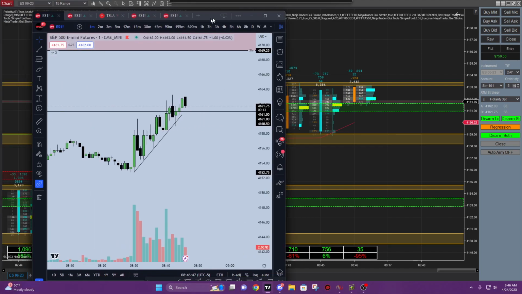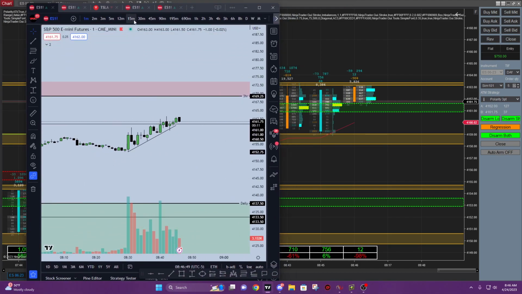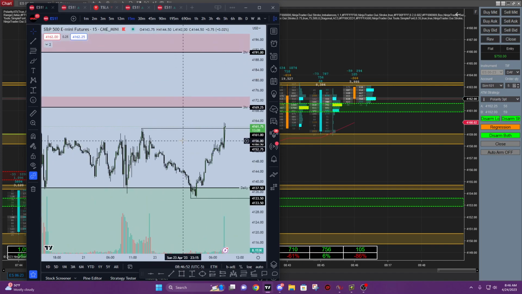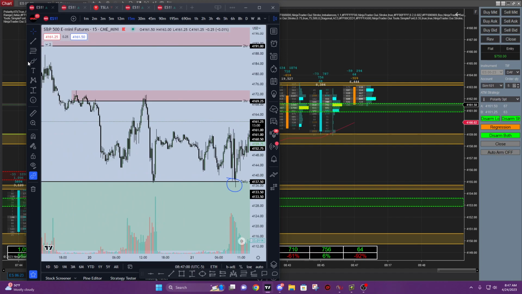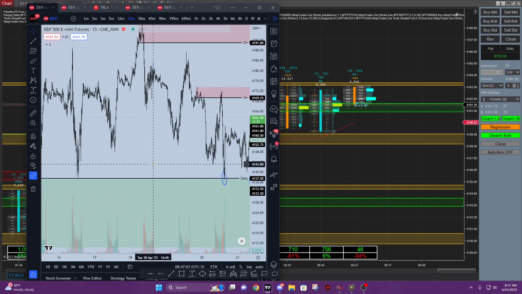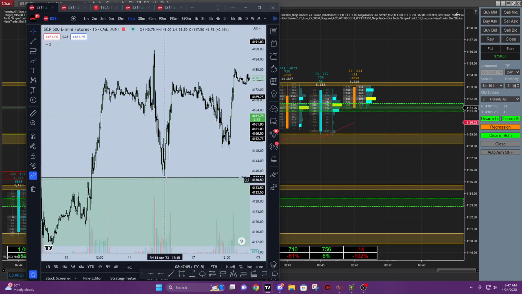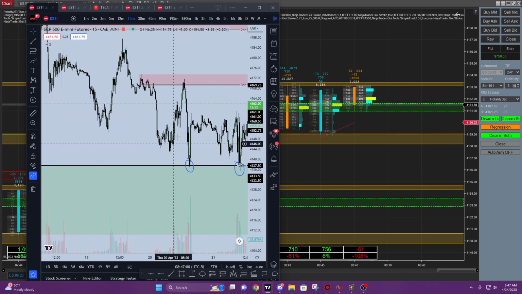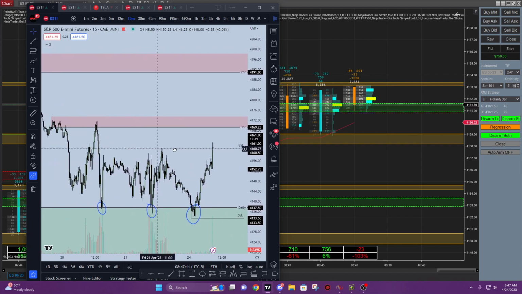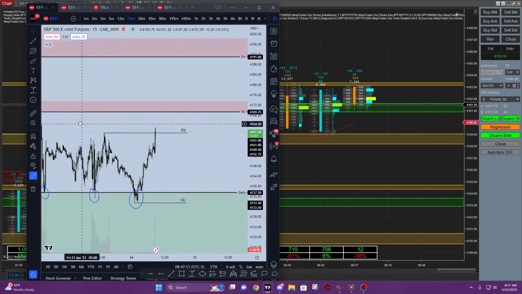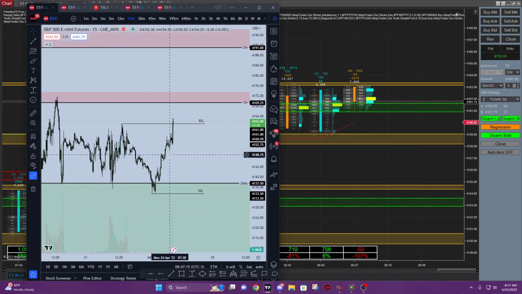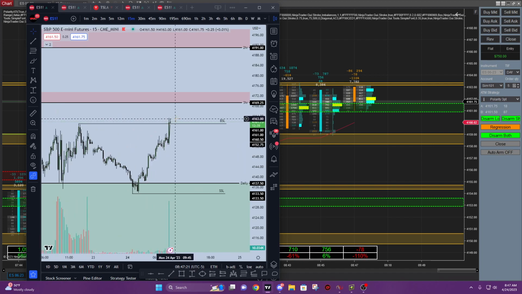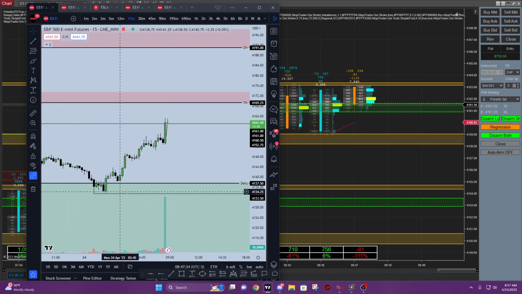But if we take a look at the chart here, in case you guys wanted to learn more about supply and demand, this is why supply and demand is important. We bounced here at demand, bounced here, bounced here, basically bounced here, right? And at the supply zone, we rejected here, and that's it right now. So you can see these are very effective for trading.